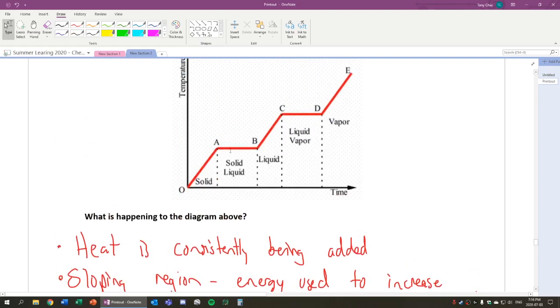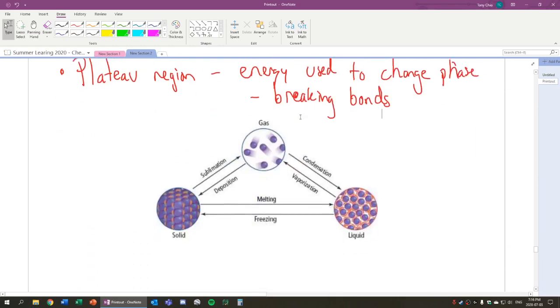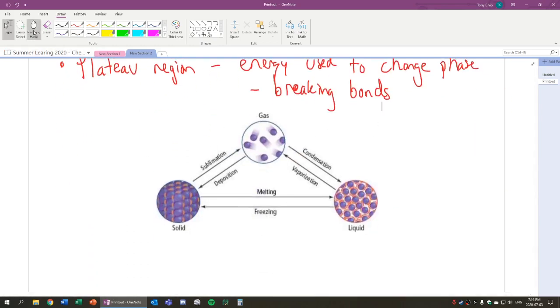And these plateaus are what we call a melting point or freezing point, and this one will be boiling point or condensation point. And you might remember this from this diagram, where you see, based on what state is changing to what state, you have a different name. Solid to liquid is melting, while liquid to solid is freezing. Liquid to gas is evaporation. Gas to liquid is condensation. The more rare types are solid to gas is sublimation. Gas to solid is deposition.